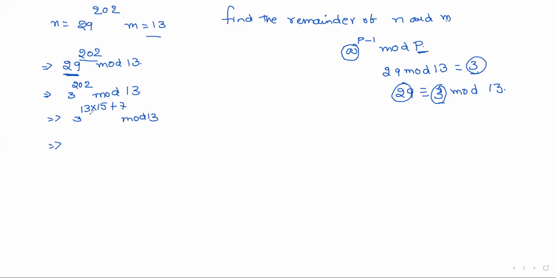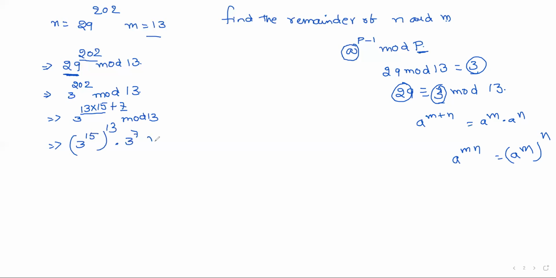The same procedure: A power m plus n is converted into A power m into A power n. This is m, this is n. And one more thing, A power m into n is also written as A power m whole power n. So I am writing it like this: 3 power 15 whole power 13 into 3 power 7 mod 13.